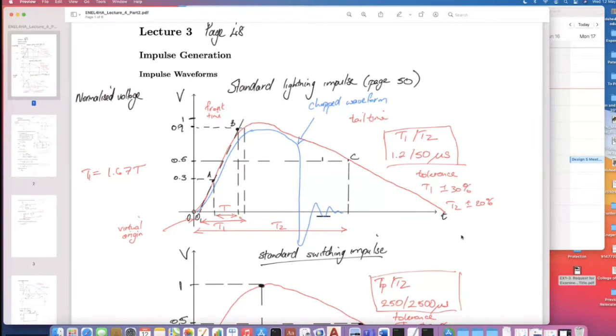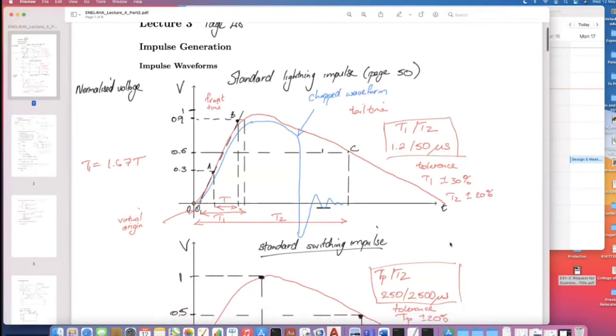So they do provide tolerances. T1 has a tolerance of plus minus 30%, so 30% of that time there. And similarly with the tail time, it's 20%.